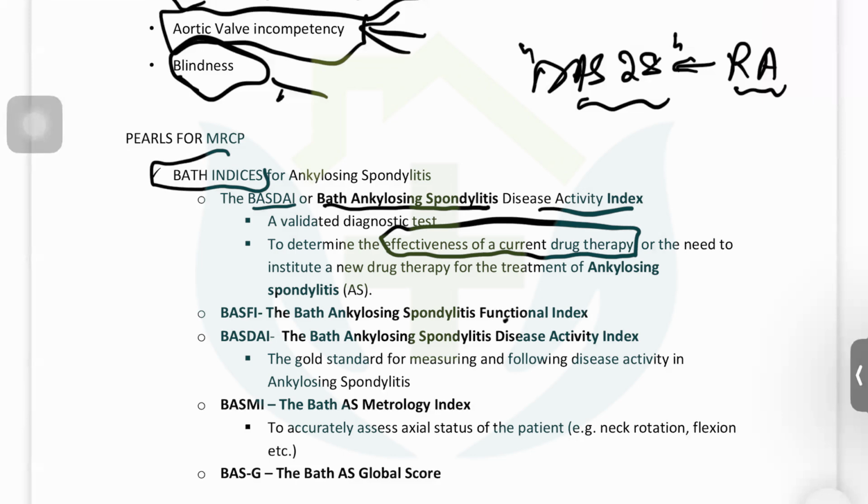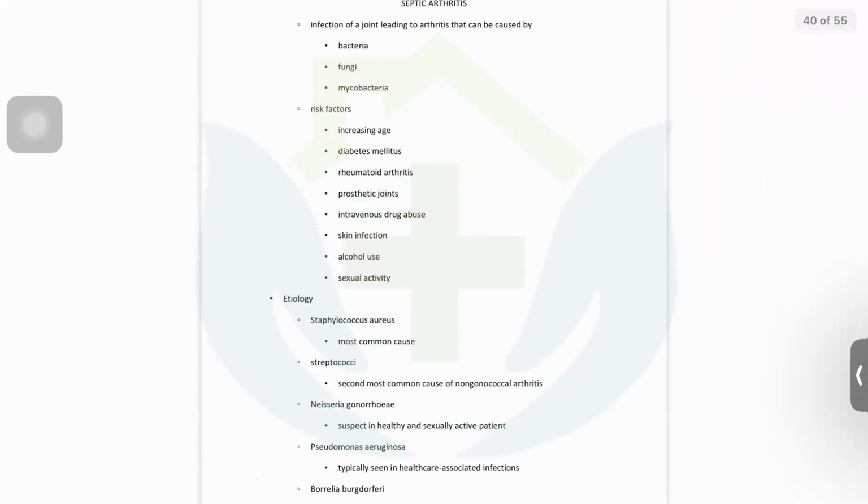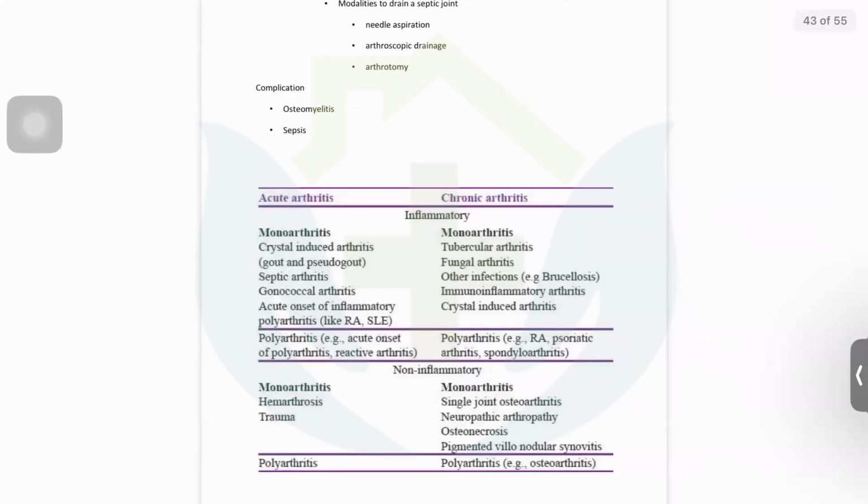Then there are certain functional indices, activity indices, metrology index. I've just kept them for your reference. BASDAI, BASFI, BASMI, BASG, all of them are there. But then BASDAI is asked again and again. Is that clear? Ankylosing spondylitis?